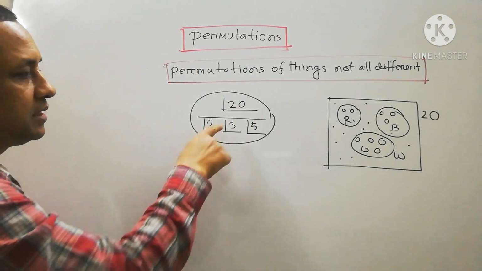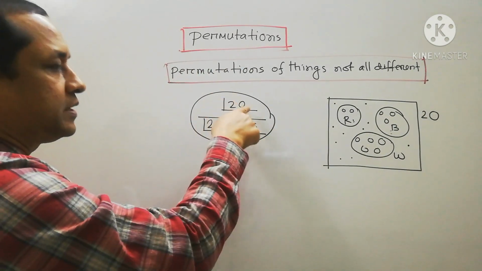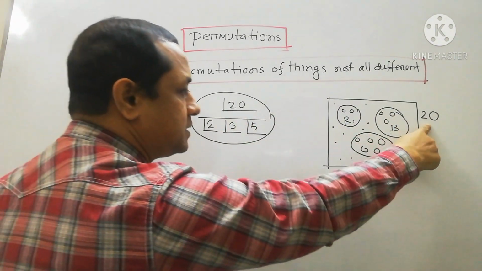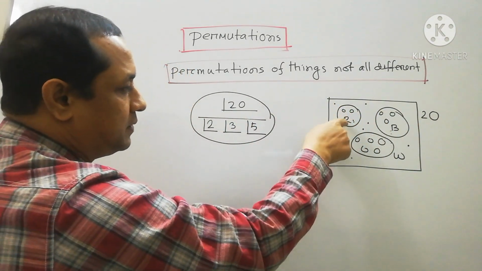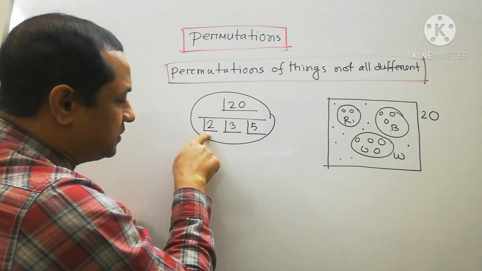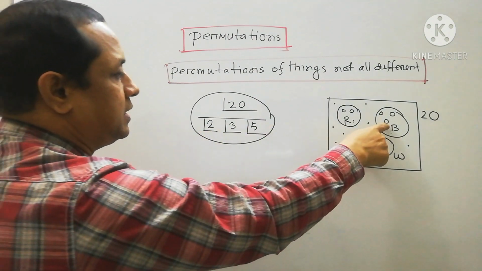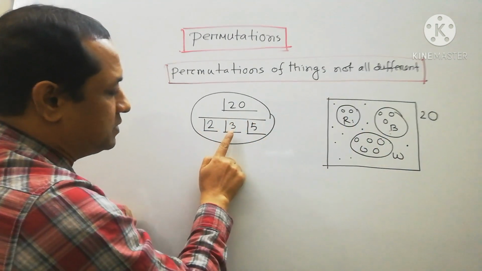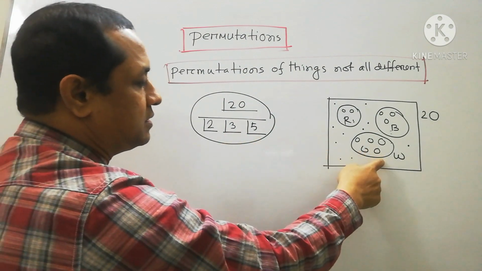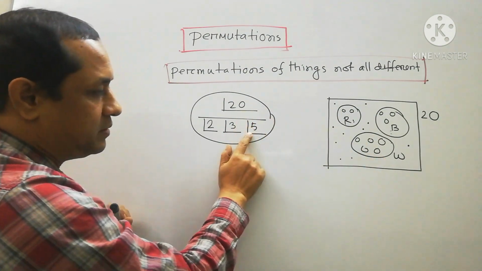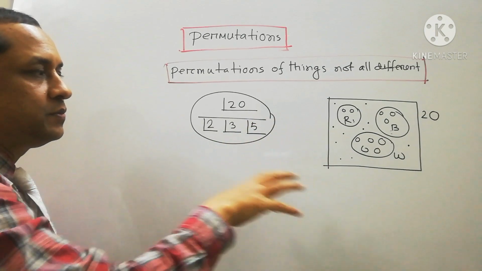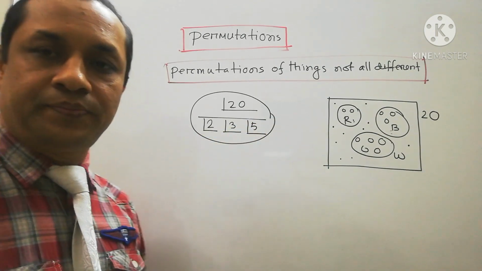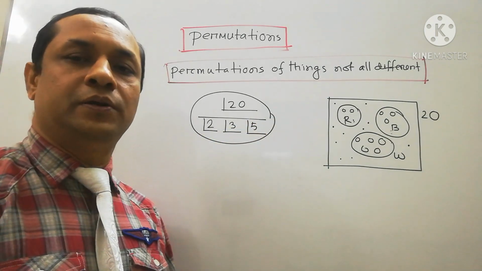So the total number of arrangements is factorial 20, as the total number of balls is 20. There are 2 red balls of the same color, so divided by factorial 2. Here there are 3 black balls, so divided by factorial 3, and 5 white balls, so divided by factorial 5. So using the formula, we have the result. I hope you are clear, students.